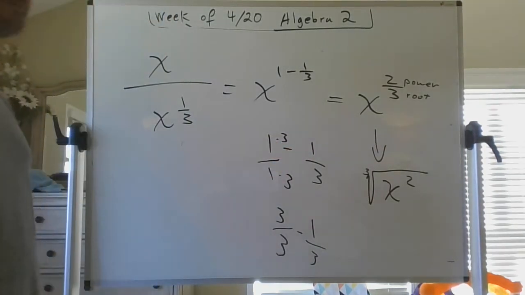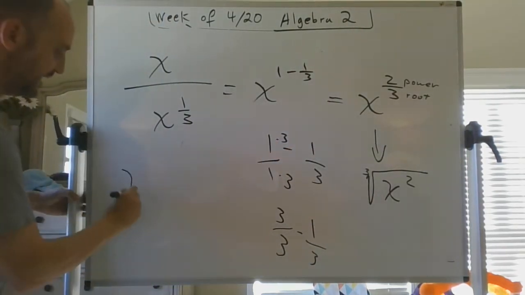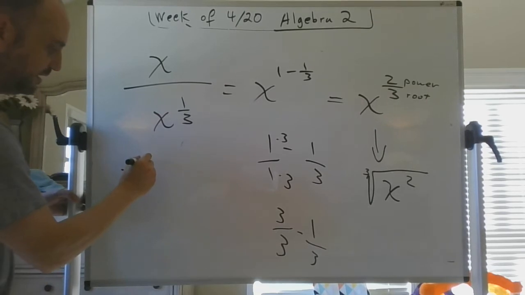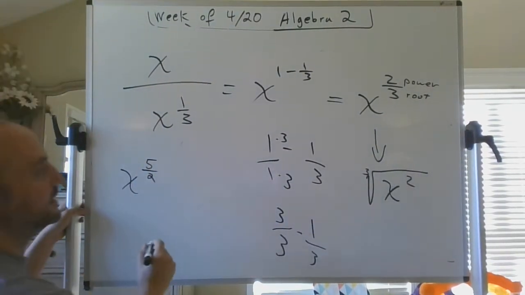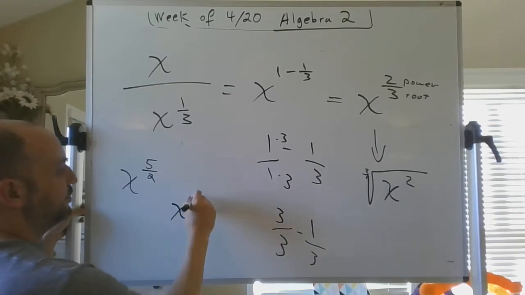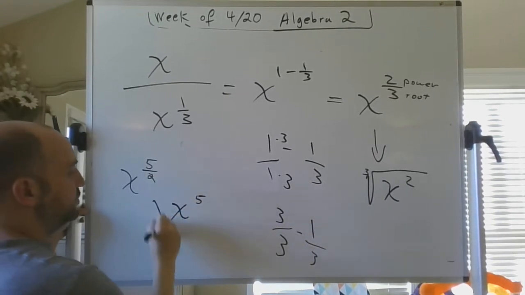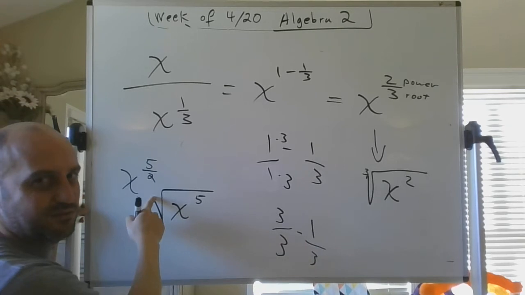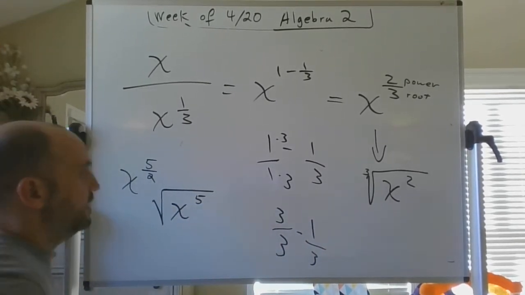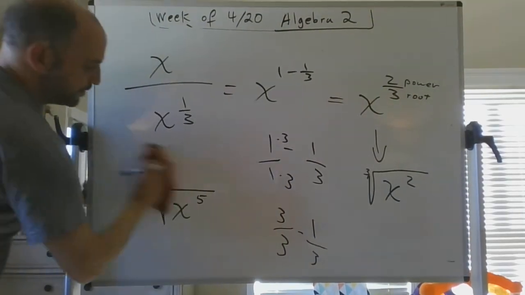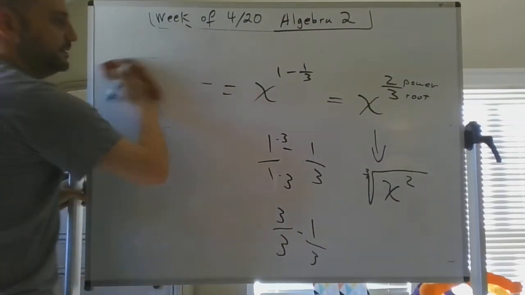Boom, done. So for example, if I had x to the power of 5 over 2, that would be the same as to the power of 5 and the square root. But obviously for square root, we don't put that 2 there. Okay. That makes sense? So you can see something like that. Let's move it on now.